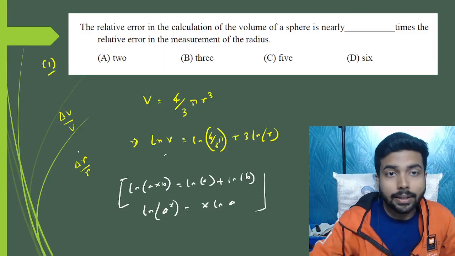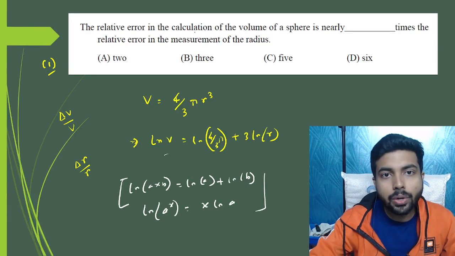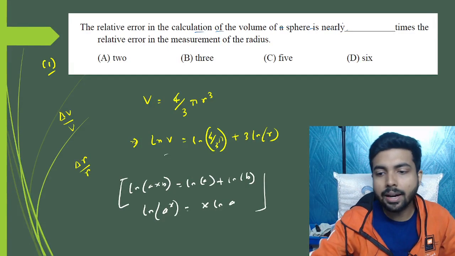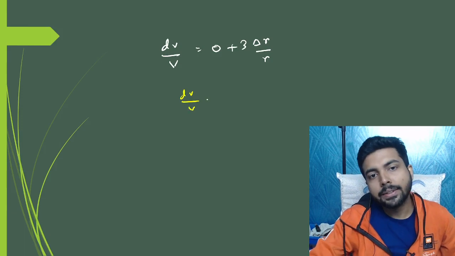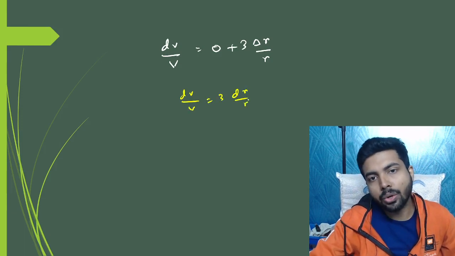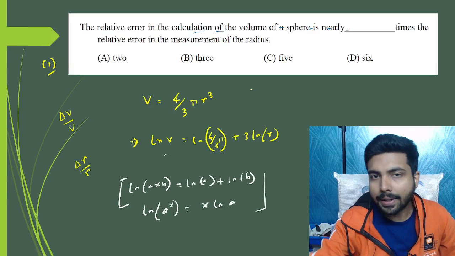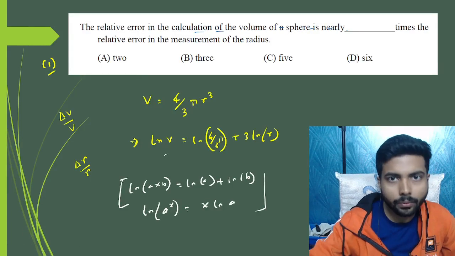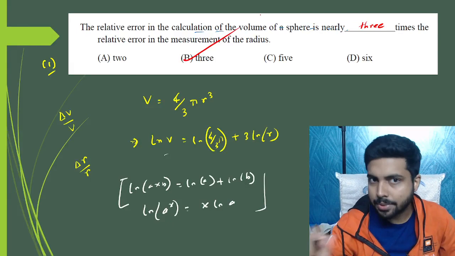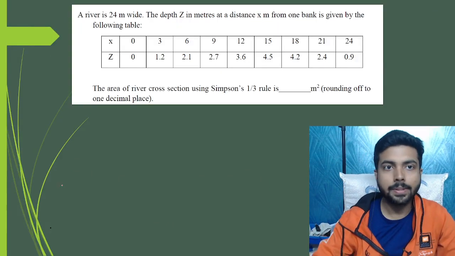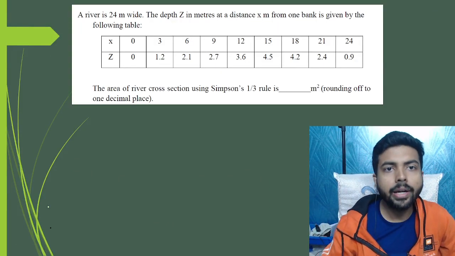So the relative error in the calculation of the volume of a sphere is nearly, clearly you can see that dv by v is equal to 3 into dr by r. So that is 3 times. Clear? 1 mark. Next, a river is 24 meter wide.